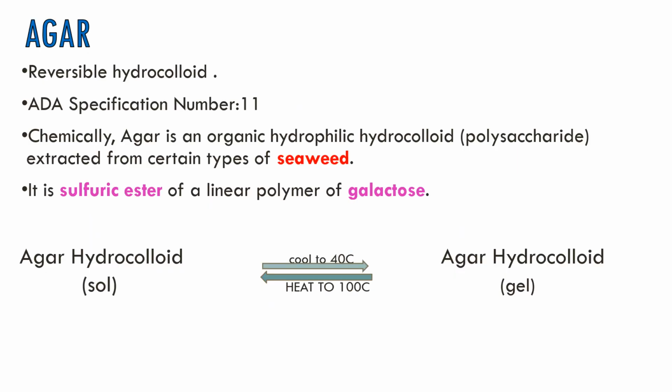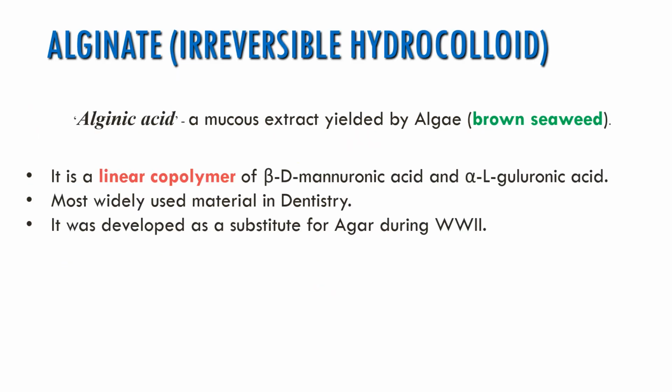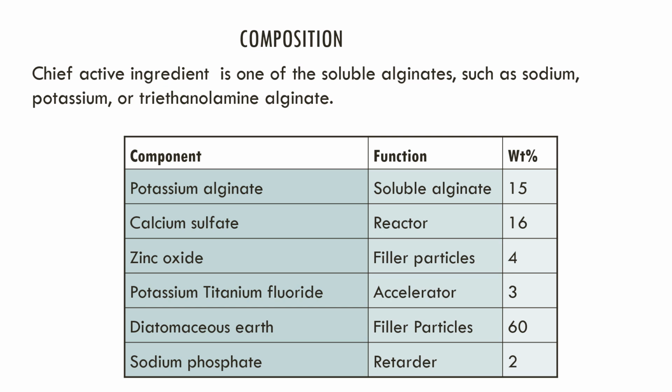Agar. Agar is a reversible hydrocolloid with ADA specification number 11, and chemically, agar is an organic hydrophilic hydrocolloid polysaccharide which is extracted from seaweed. Alginate is an irreversible hydrocolloid. It is a linear copolymer and is widely used in our dentistry. This is the composition of the alginate, having potassium alginate as a soluble alginate and calcium sulfate as a reactor.